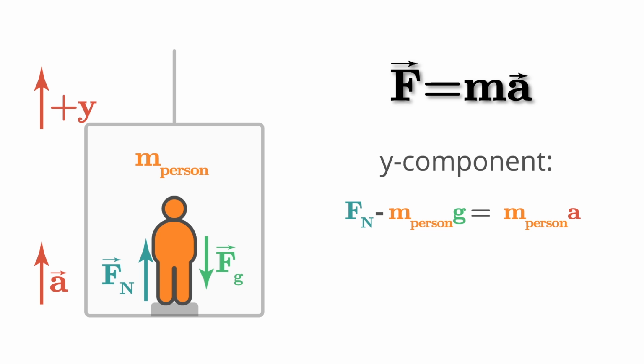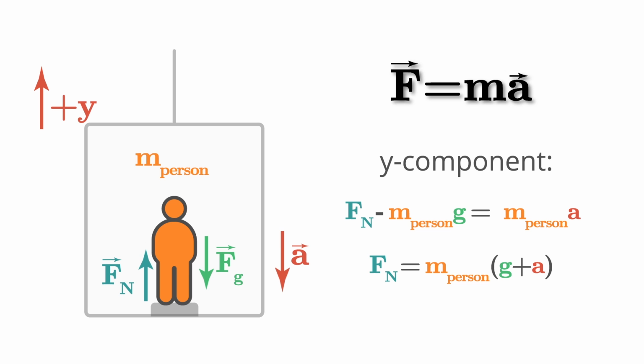So now I can solve for Fn, and I can find that it's just m times the quantity a plus g. Have you ever noticed that at the bottom of an elevator ride, when you're accelerating upward, you feel heavier? And at the top, when you're decelerating, you often feel lighter?